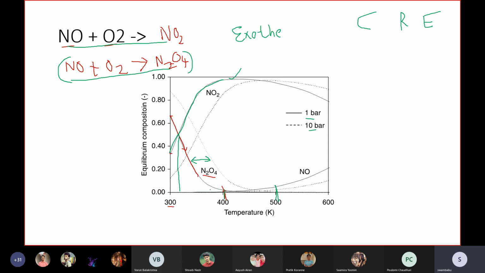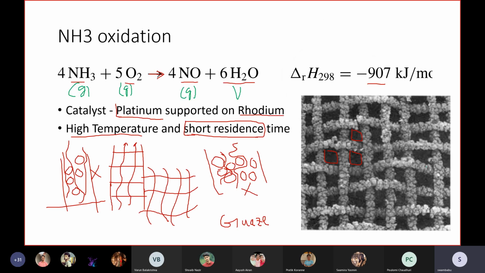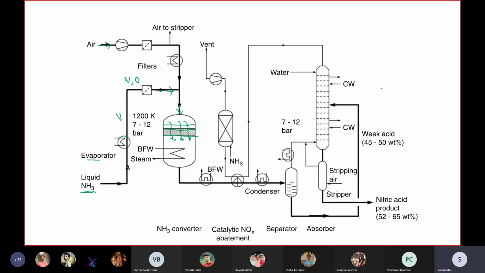This one needs to be operated at this temperature, right? The gases leaving the ammonia oxidation reactor will be at very high temperature, because this is a highly exothermic reaction, minus 907 kilojoules per mole. Also, to keep the residence time short, they operate at very high temperatures, almost 1200 Kelvin. So these are the reactor conditions, and this will be a very, very high temperature.